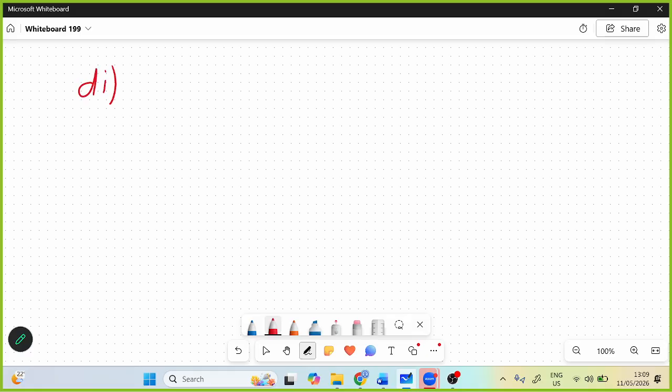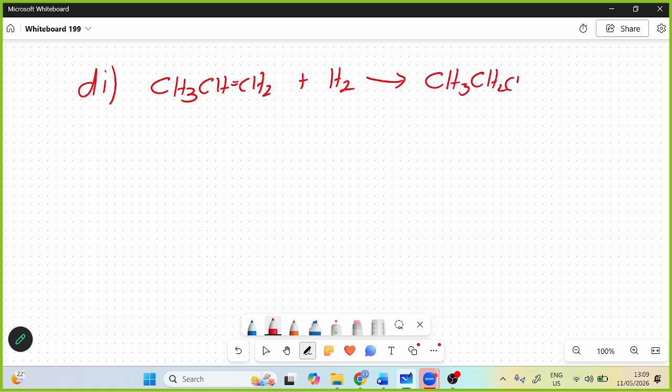D1. So these are the addition reactions. You have propene plus hydrogen to give you propane. This is the simplest addition reaction, nickel, 140 degrees Celsius. Bromine to ethene at room temperature.